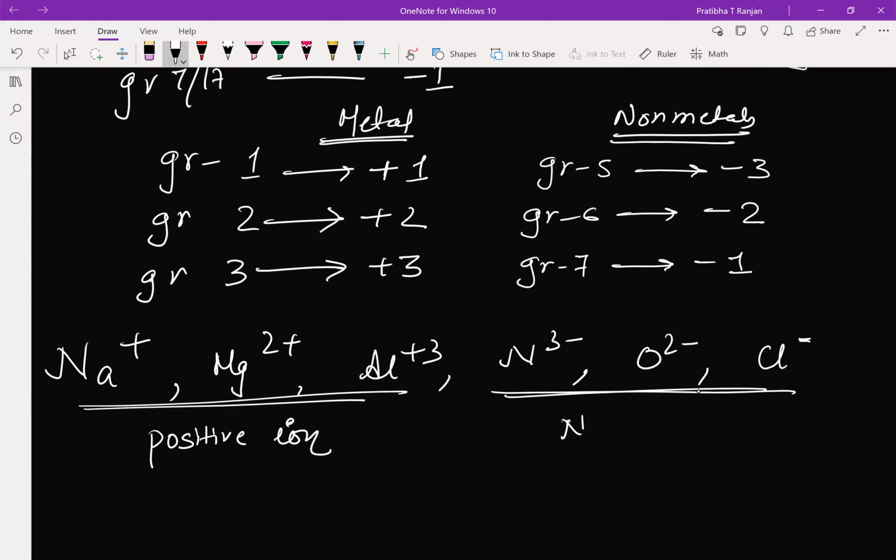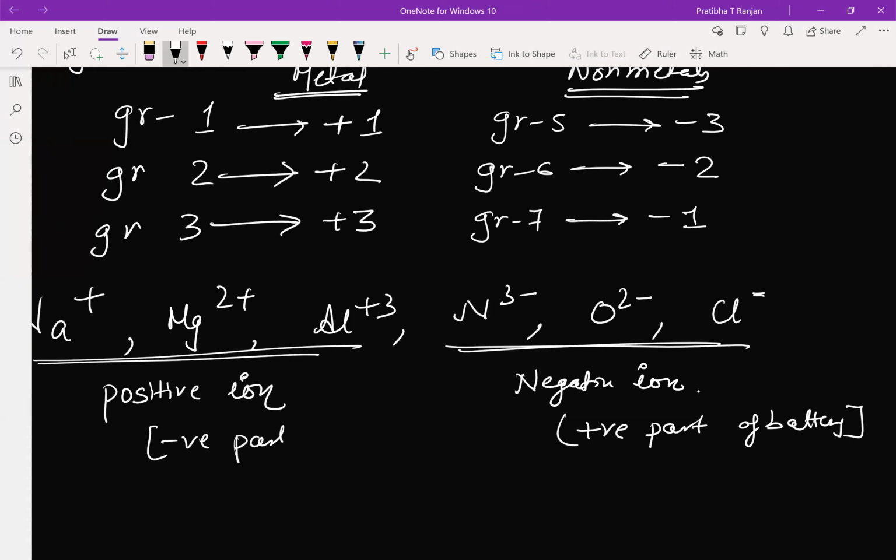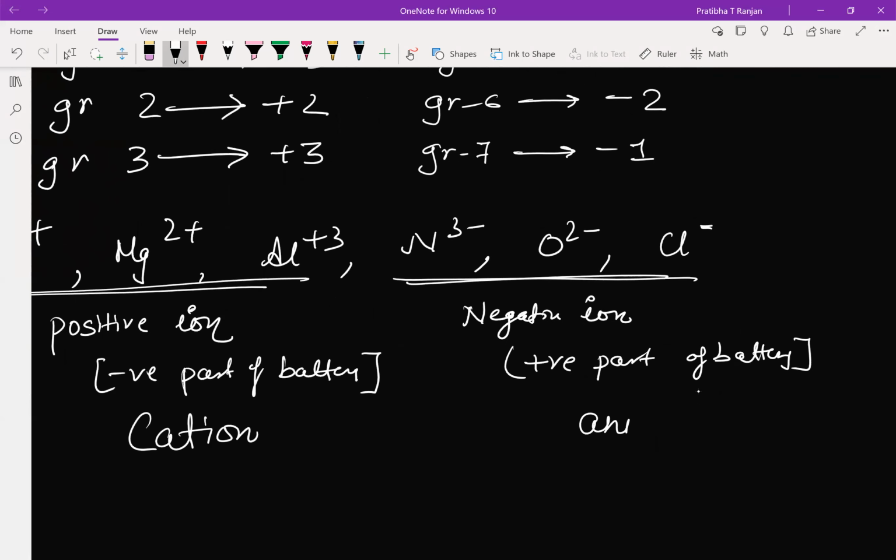And this is also called the negative ion. Now the negative ion, where will it go? It will go to the positive part of the battery. If you connect a battery, it will go to the positive part of the battery. And this will go to the negative part of the battery. So these are also known as cations because the negative plate is the cathode. And this is also known as an anion because the positive plate of the battery is the anode. So in this way, we can make our ions from the neutral atom.